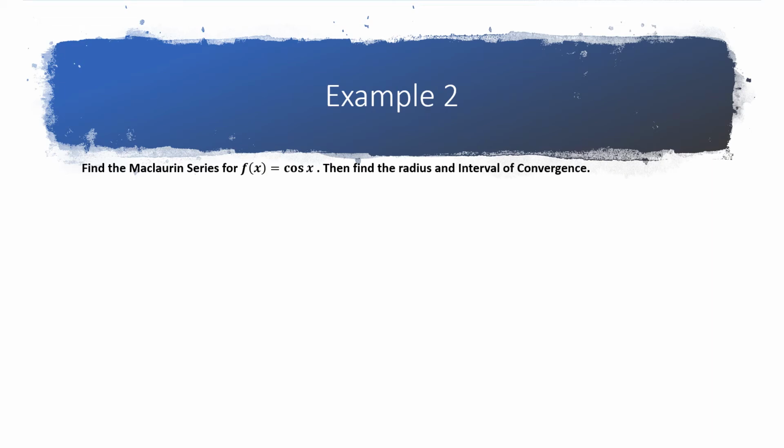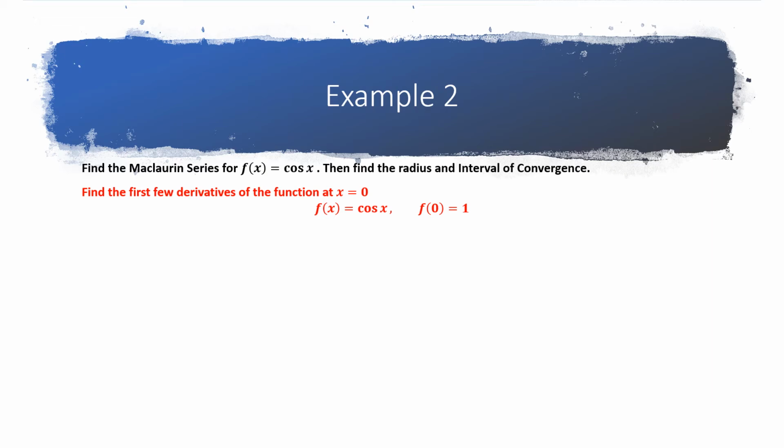Alright, so example 2, we have f of x equals cosine x. Again, this is one that you're actually going to end up having to memorize. But I'm going to build it for you guys so you can see where it comes from. Alright, so again, I'm going to start by taking a few derivatives at x equals 0.